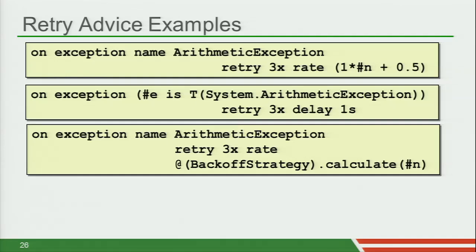So retry 3 times, and the rate this time is some kind of back-off strategy where the first time we'll retry maybe in 5 seconds, the next time we'll wait 10 seconds before we retry, the next time maybe we'll wait 15 or 30 seconds before we retry. Those are all probably way too long times, right? Let's pretend those are milliseconds.